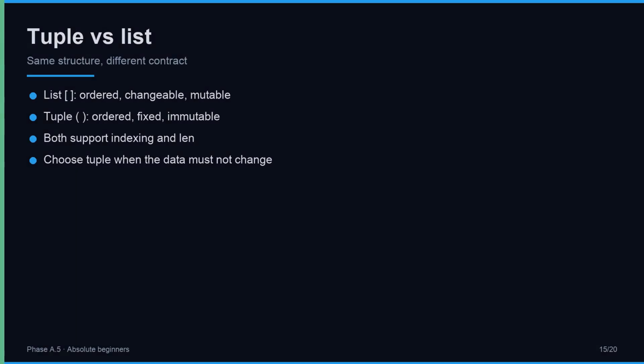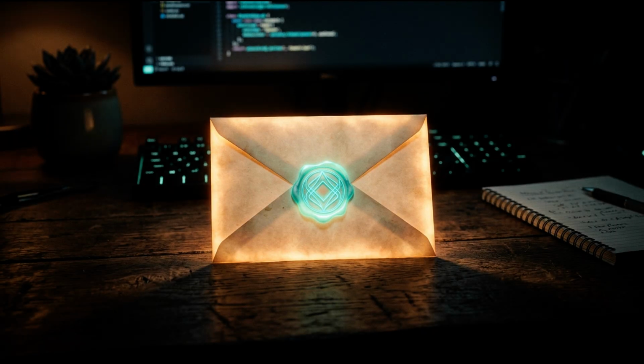Here is the contrast. A list uses square brackets, ordered and changeable. You can append, remove, and assign. A tuple uses parentheses, ordered and fixed. You can read, but not edit. Both support indexing, len, slicing, and the in operator. Both hold any mix of types. The difference is the contract. When the data must not change, coordinates, colors, dates, choose a tuple. When the data will grow or change, a shopping cart, a list of users, choose a list. The contract differs.